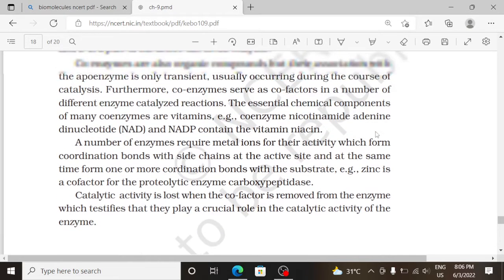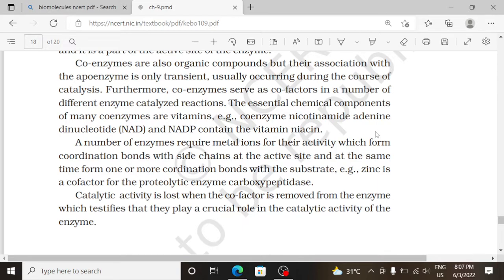Coenzymes are also organic compounds, but their association with the apoenzyme is only transient, usually occurring during the course of catalysis. Furthermore, coenzymes serve as cofactors in a number of different enzyme catalyzed reactions. The essential chemical components of many coenzymes are vitamins. Example, the coenzymes nicotinamide adenine dinucleotide, that is NAD, and NADP contain the vitamin niacin.